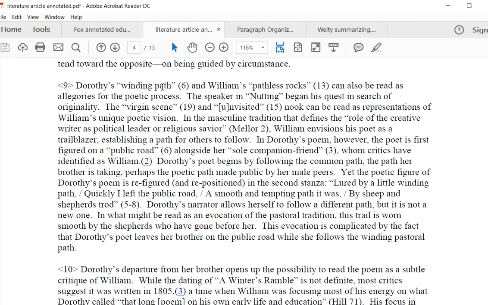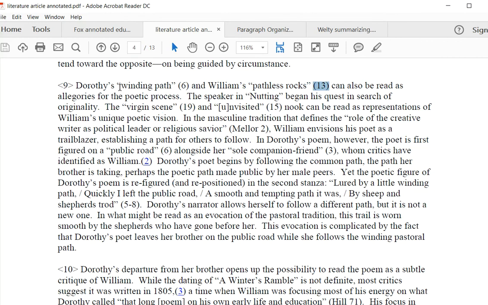As you go through, you'll see a lot of these parentheticals, and most of you will think that these are page numbers. You kind of have to be careful here. Usually people use brackets instead of these parens, but this is fine too. Here is an example where she is quoting another author. This author's last name is Mellor, and she found it on page 2 of Mellor's text. Okay, the rest of these, she is looking at. It says Dorothy's Winding Path. You see that in quotation marks, and you see a number 6. Then you see William's Pathless Rocks in quotation marks and a number 13.